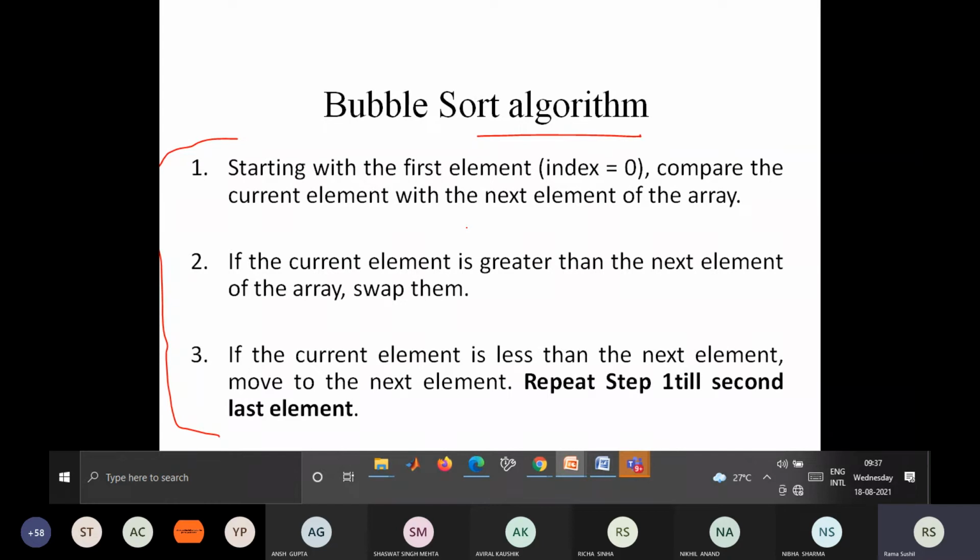This is for your better confidence. Sometimes you find difficulty, then you can write down the algorithm this way also: starting with the first element, index is 0, compare the current element with the next element of the array. You may not need to mention the index, you may skip this also. If the current element is greater than the next element of the array, swap them. And here you can mention it is the case when you are going to arrange in ascending order. Otherwise, if the order is different, then the condition or interchange operation will be different.